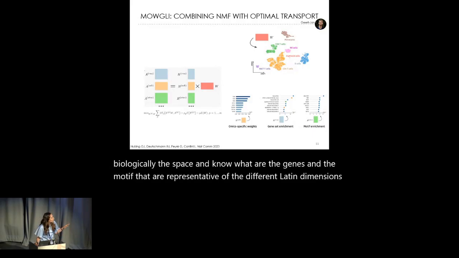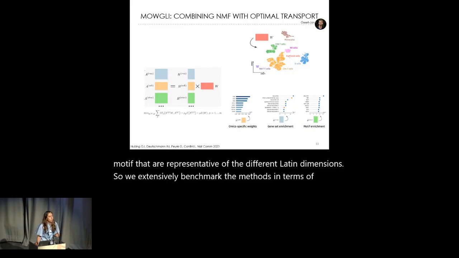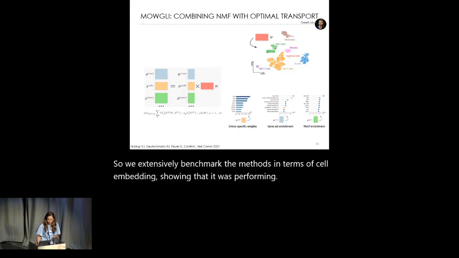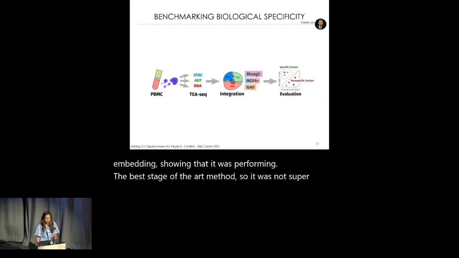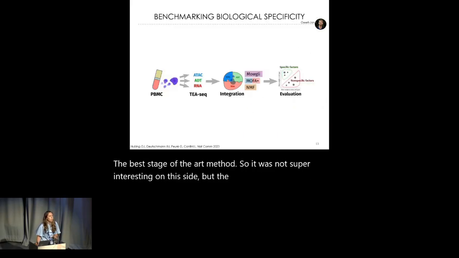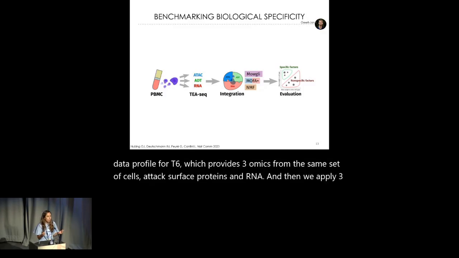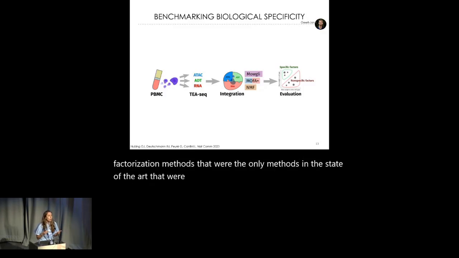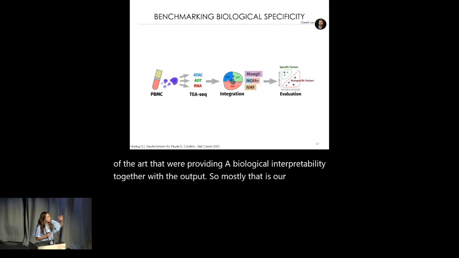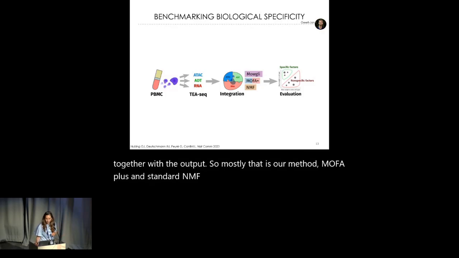So we extensively benchmarked the methods in terms of cell embedding, showing that it was performing comparably to the best state-of-the-art methods. So it was not super interesting on this side, but the interesting part comes from the biological interpretability. And we tested this on PBMC data profiled with TEA-seq, which provides 3 omics from the same set of cells: ATAC, surface proteins, and RNA. And then we applied 3 factorization methods that were the only methods in the state of the art that were providing a biological interpretability together with the output. So Mowgli, that is our method, MOFA plus, and standard NMF just to have a baseline.